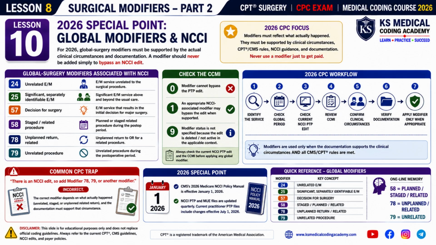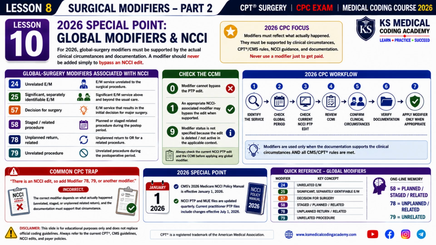Here's the common CPC trap. There is an NCCI edit, so just add modifier 78, 79, or another modifier. That's incorrect. The correct modifier depends on what actually happened. Was the service unrelated? Was it a planned or staged procedure? Was there an unplanned return for a related procedure? The documentation must support the answer.